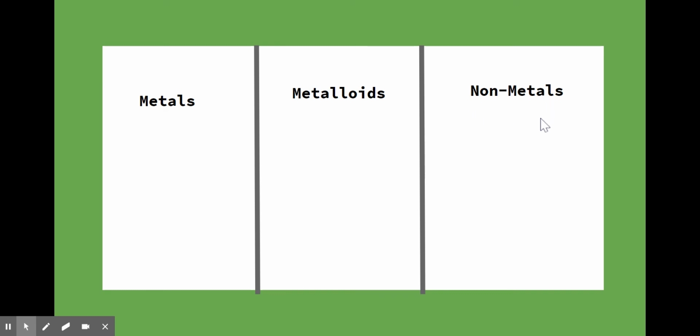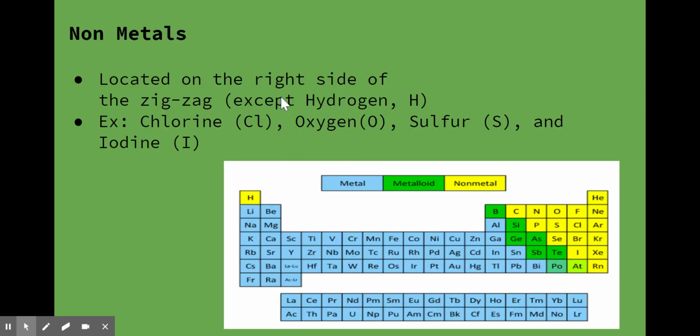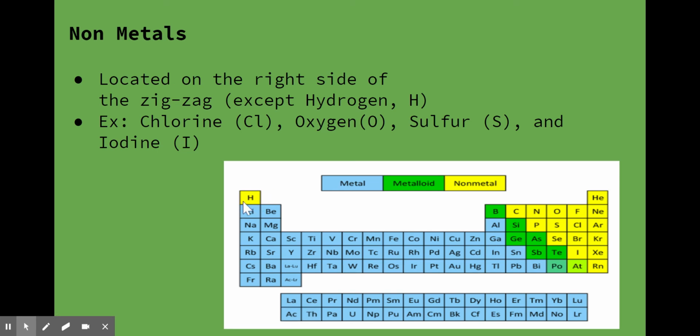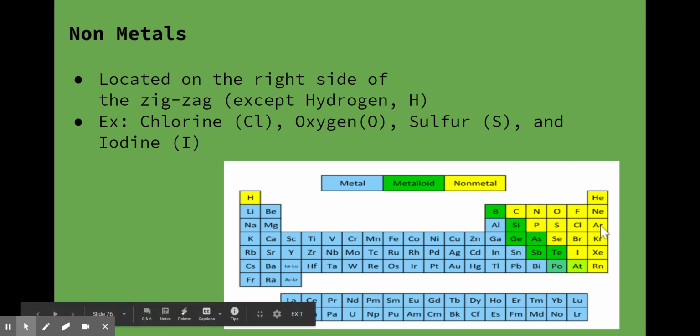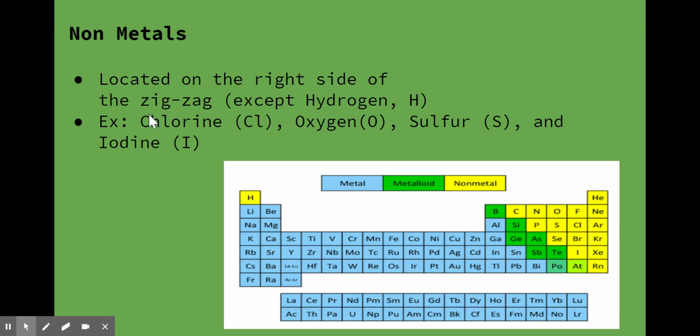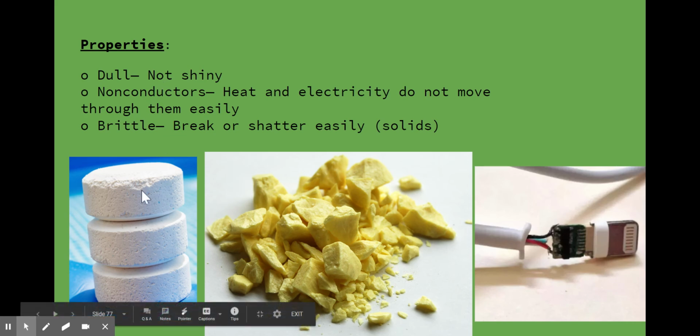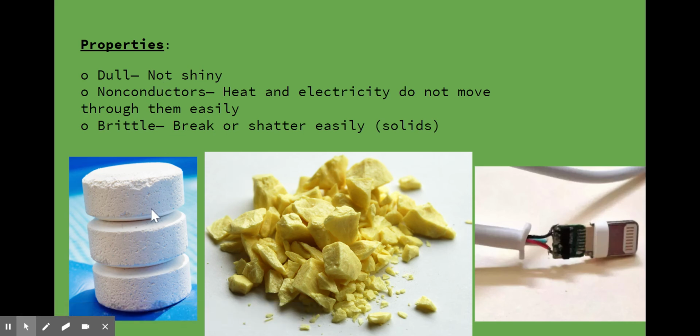Next, we're going to look at nonmetals. Nonmetals are located on the right side. Everything you see over here in yellow, with the exception of hydrogen. Hydrogen is also a nonmetal, but it is on the left side with the metals. So everything in yellow over here is a nonmetal. I gave you some examples like chlorine, oxygen, and sulfur. These are all nonmetals. Properties of a nonmetal: they're dull, they don't have a lot of shine to them. Like these chlorine tablets, nothing really shiny or fancy there.